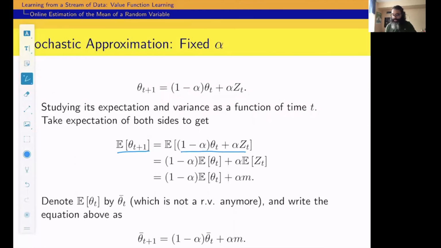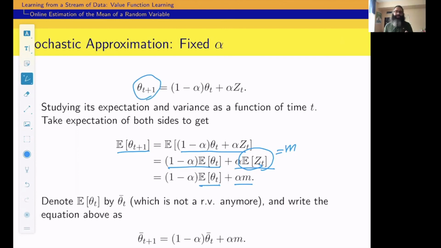Then I can divide it by, it's linear, so I can divide it into two components. Here, the expectation of z of t is equal to the mean, m. So the equation would be 1 minus alpha times the expectation of theta t plus alpha times m.